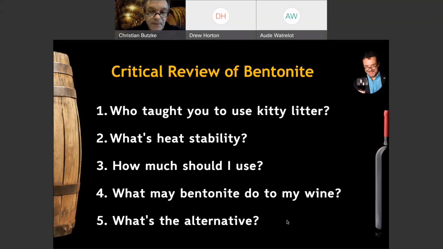So we'll do that. And then we'll talk about what bentonite is actually doing to your wine. Obviously, we're using it for a relatively specific purpose, although that purpose is not as specific as you might think. But bentonite can do many other things to your wine, and most of those are not particularly good, which then raises the question, is there an alternative to the use of bentonite?